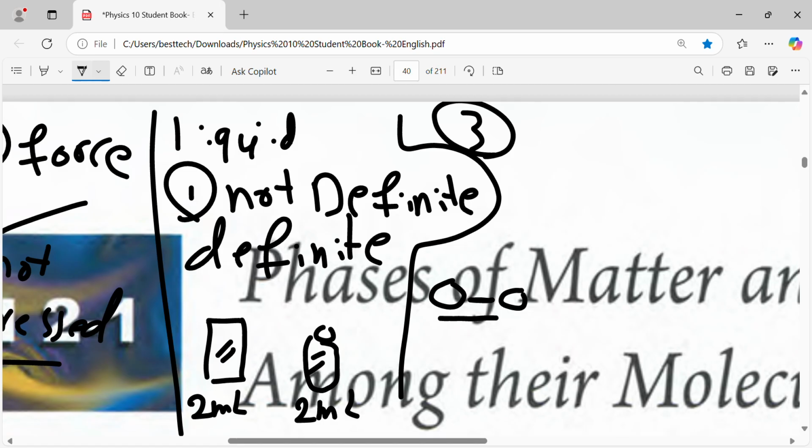So this was the first property and the second property. The force between molecules is small compared to the solid because the distance is large. I said if the distance is large, we have a small force, but if the distance is small, we have a large force.